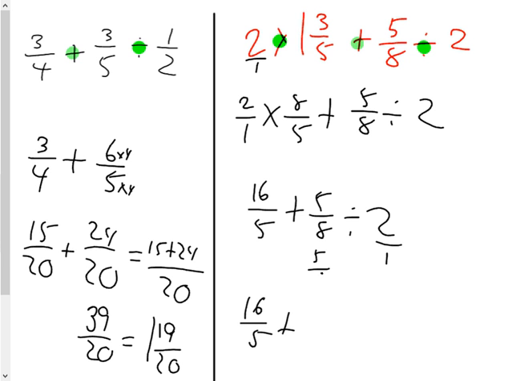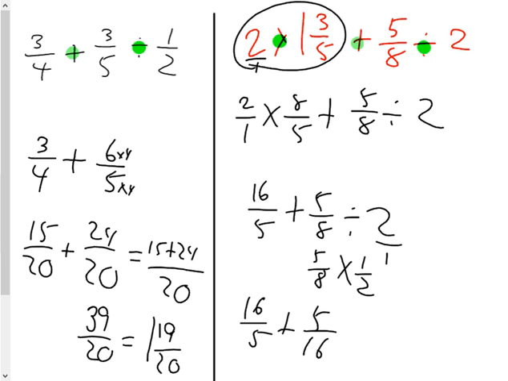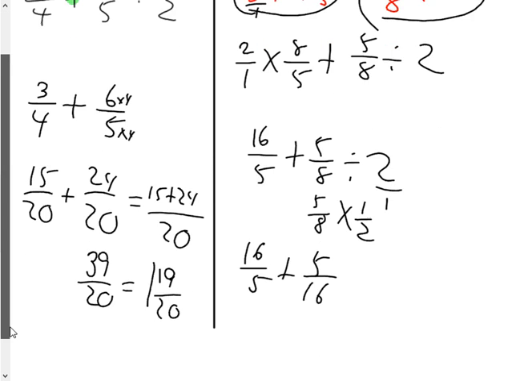Our rule is keep your first fraction, change to multiplication, and the reciprocal of 2 is actually a half. And we wouldn't have seen the reciprocal of 2 unless we wrote it over 1, because we don't know what it looks like if you flipped it upside down. And once we have that, our answer is going to be 5/16. Okay? So when we solved the multiplication, we got 16/5. When we solved the division, we got 5/16. And now we're just going to add those two answers together.